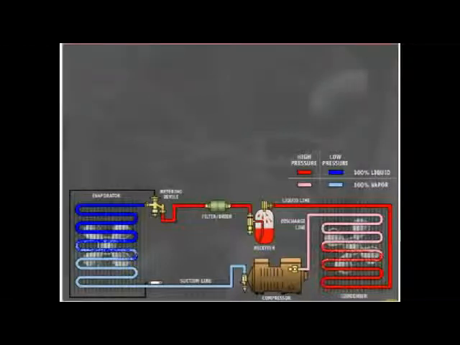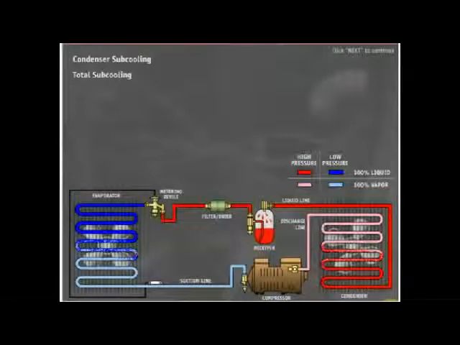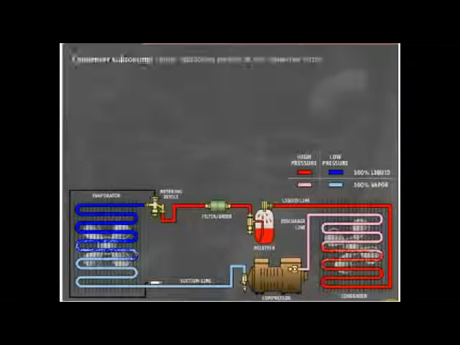There are two subcooling categories: condenser subcooling and total subcooling. Condenser subcooling is the liquid subcooling present at the point where the refrigerant leaves the condenser. This can be measured by subtracting the actual condenser liquid temperature at that point from the saturation temperature of the refrigerant measured at the condenser outlet.